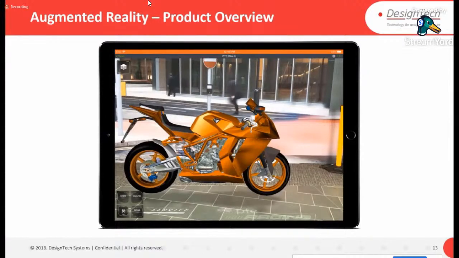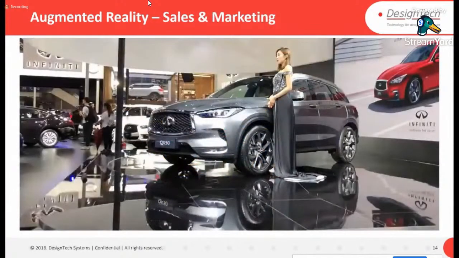So we were talking about tools and techniques. So this is the tool and techniques which is basically being used for a product overview. Now we'll take an example of augmented reality being used for sales and marketing. This is for a car from Infiniti, the QX50. And you would see over here how augmented reality, when the image is overlaid with the actual car, you can actually start seeing the different parts of the car. You can actually look at those.